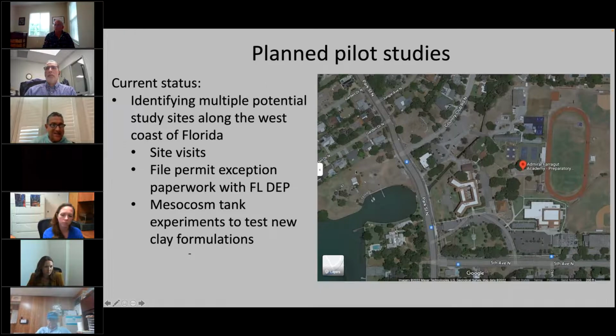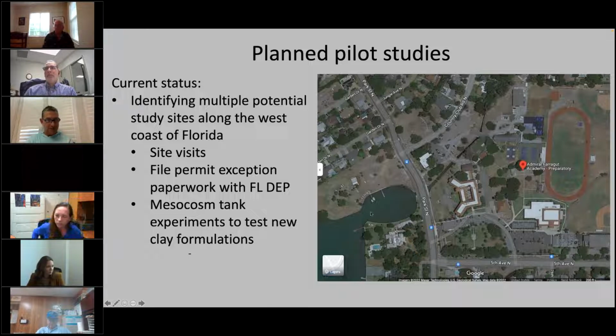And so what are those going to be? What we're doing is we're going around the West Florida area and identifying a dozen or more, probably 20 at this stage, sites that might look like this one. This is one that we're very keen on. It's the Admiral Farragut Academy. And you can see why we like it.